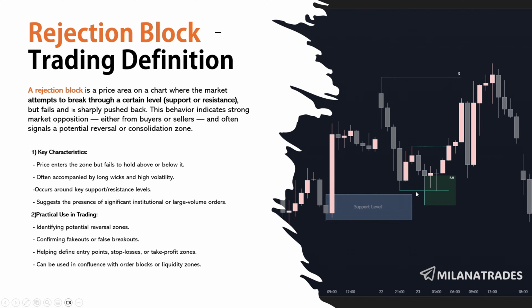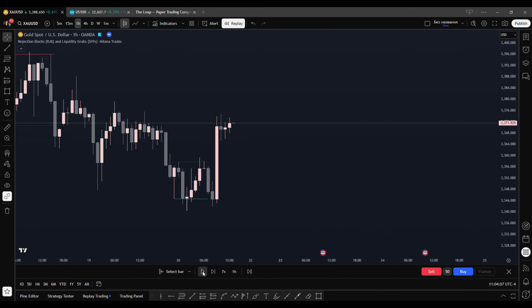The key idea here is price gets pushed into a level, but instead of continuing, it gets rejected. This tells us the big players are likely stepping in with serious volume, absorbing liquidity or completely reversing direction. Let's look at this example.